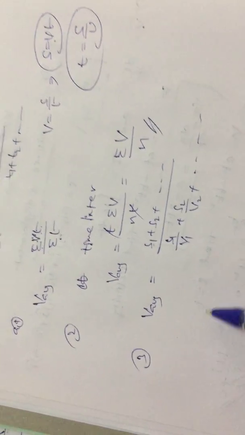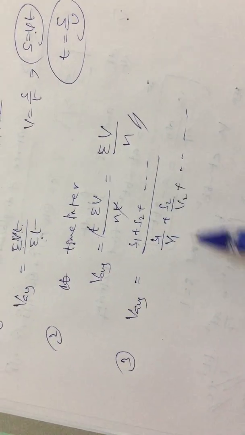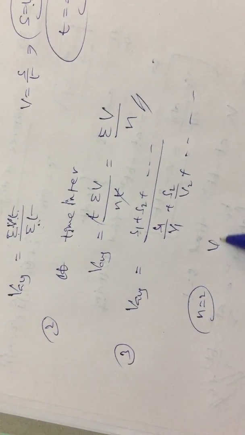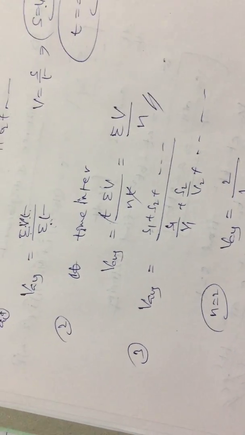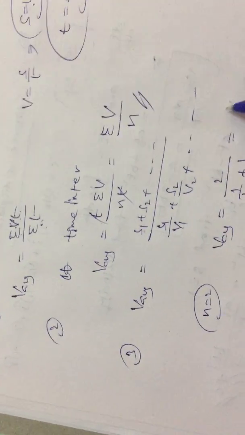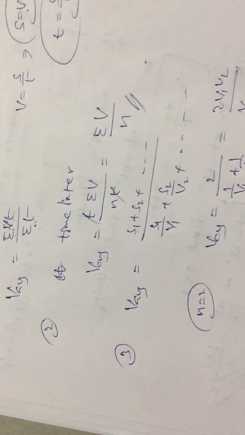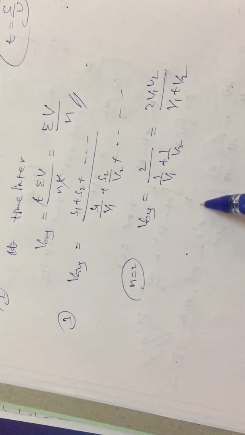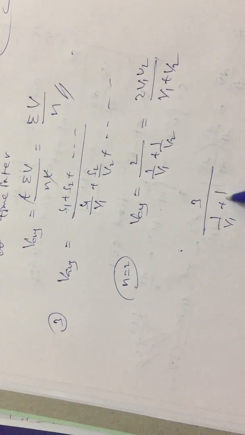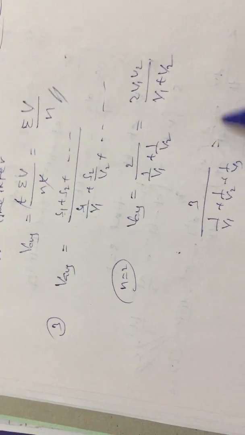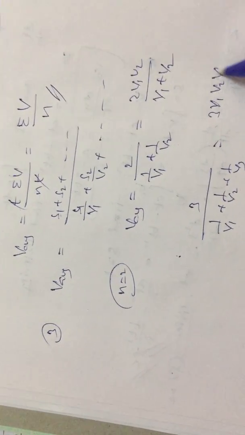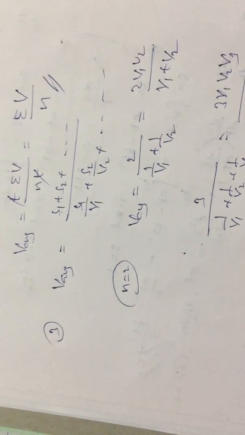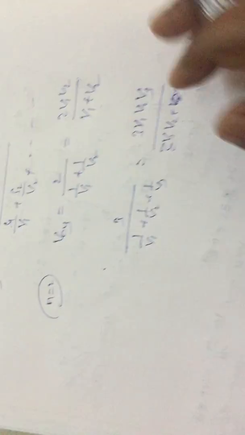This is the formula. And one very important case: if displacements are equal, distances are equal, then for n equal to 2 we write average speed equals 2 by 1 by v1 plus 1 by v2, which is nothing but 2 v1 v2 by v1 plus v2. And for n equal to 3, it is 3 by 1 by v1 plus 1 by v2 plus 1 by v3, equal to 3 v1 v2 v3 by v1 v2 plus v2 v3 plus v3 v1, which you already know very well.